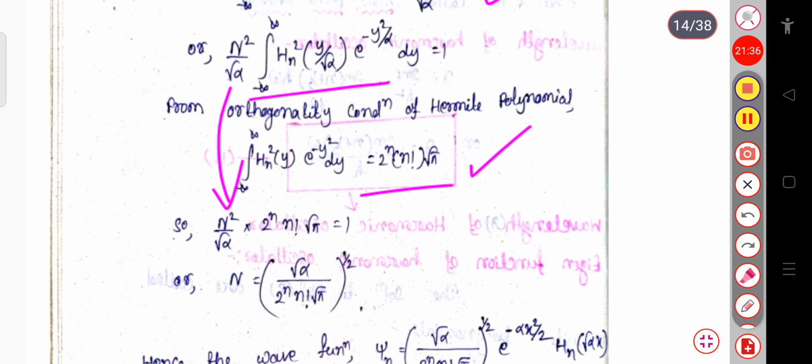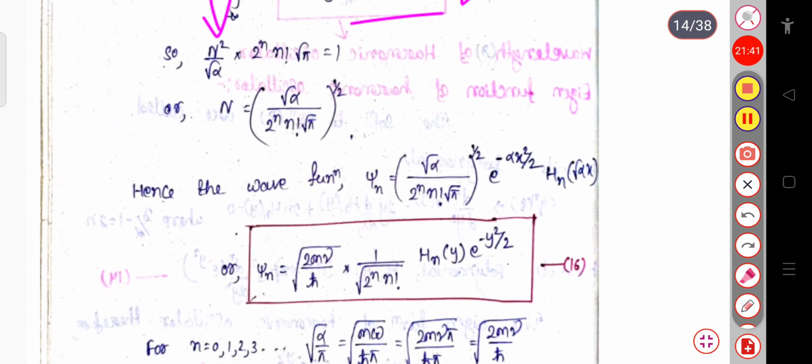Okay. So here from this equation we can take every term to the right hand side, so we will get N equal to (root alpha by 2^n n! root pi) whole power 1 by 2. Okay. So here finally the wave function ψn equals N into exp(-αx²/2) into the Harmonic polynomial Hn(y), or Hn(root alpha x).